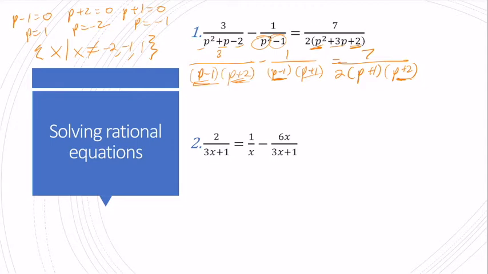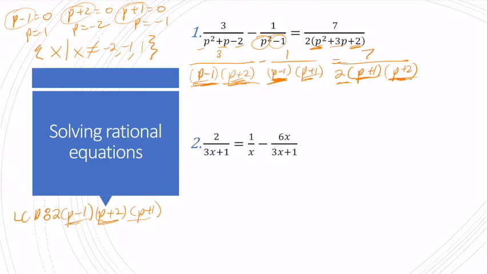Next, I need to figure out my LCD. Well, I'm going to have each of these factors, right? I have a p minus 1. I have a p plus 2. I have a p minus 1. Well, that's already taken care of. I have a p plus 1. That's new. I have a 2. Ooh, I need that. And then I have a p plus 1, which I already have, and a p plus 2, which I already have. So I'm going to multiply both sides of my equation by our LCD.